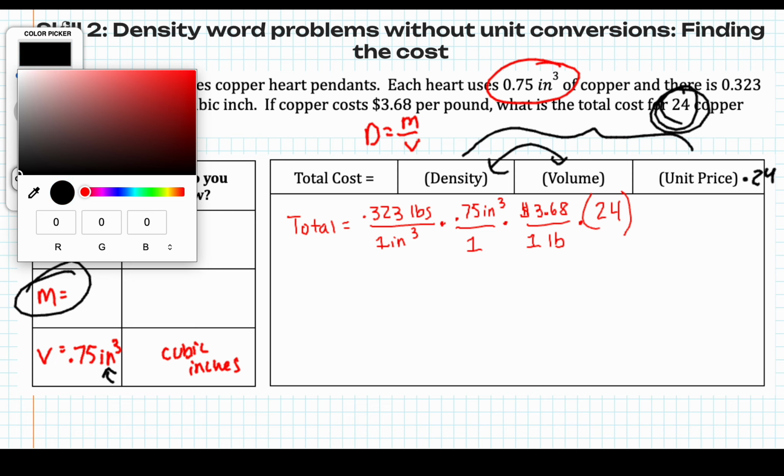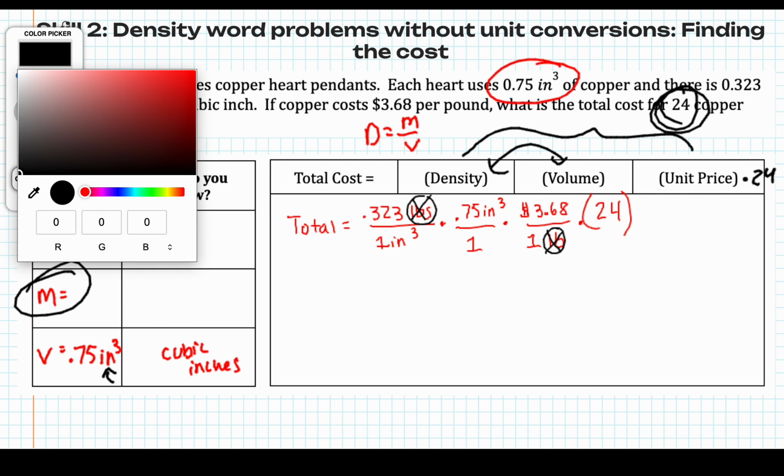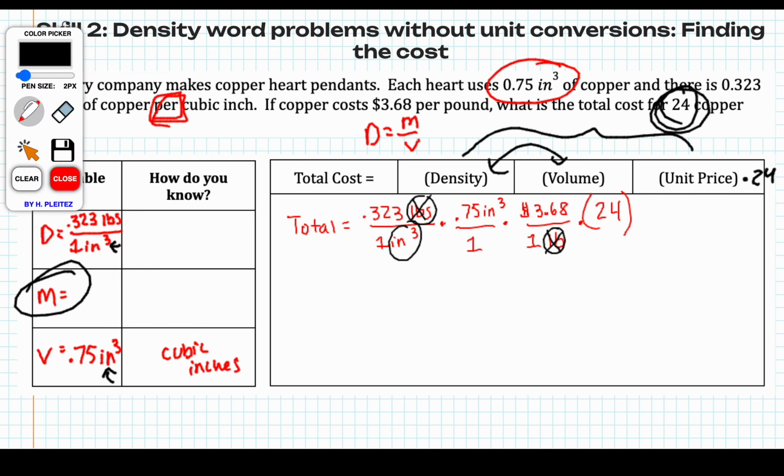Now, again, we want to look for any units that are going to cancel out. So I see pounds and pounds. That's going to go away. We also see, in a different color, or we can use the same color, cubic inches and cubic inches. Those are going to go away. So the only unit that we're going to have left is money, which is what we want, right? We want the total cost. So the only unit we want to be there is dollars, right?